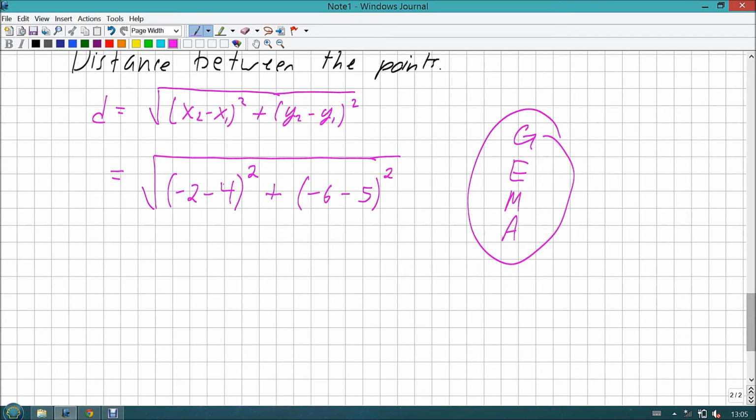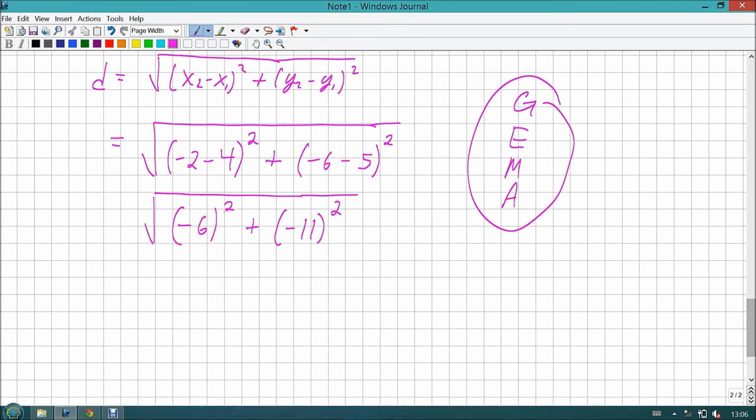So we have -2 minus 4. -2 minus 4 is -6. -6 minus 5 is -11. -6 squared is not the same thing as this (-6) squared. By the order of operations, this one says you do your exponent first, then you multiply. So doing the exponent first means that we'd have 36, and then when you multiply, you'd bring the negative in and you'd have -36.